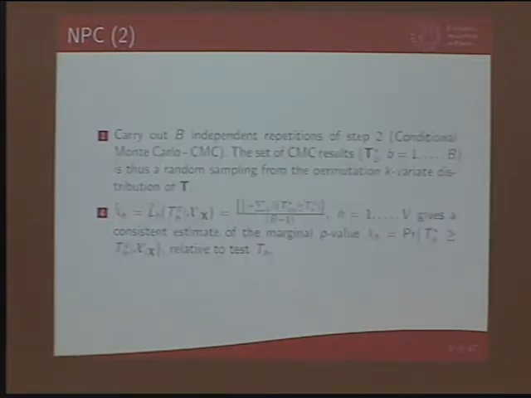Then the key part is to find out where the observed value is located in the permutation distribution, and this gives you the p-value for each of the variables and for each of the single test statistics, the univariate one that you considered. So far everything is standard.